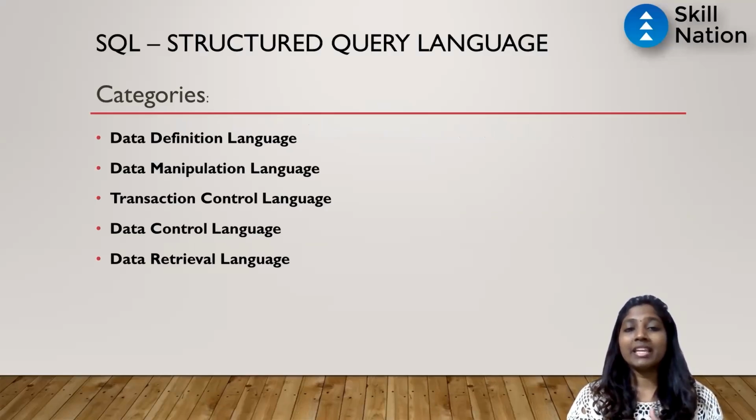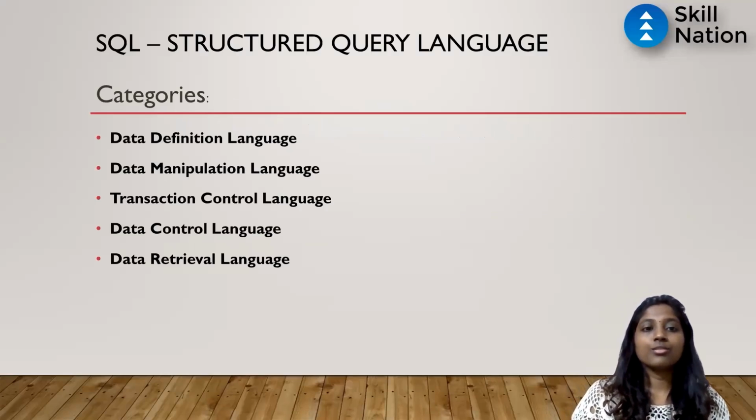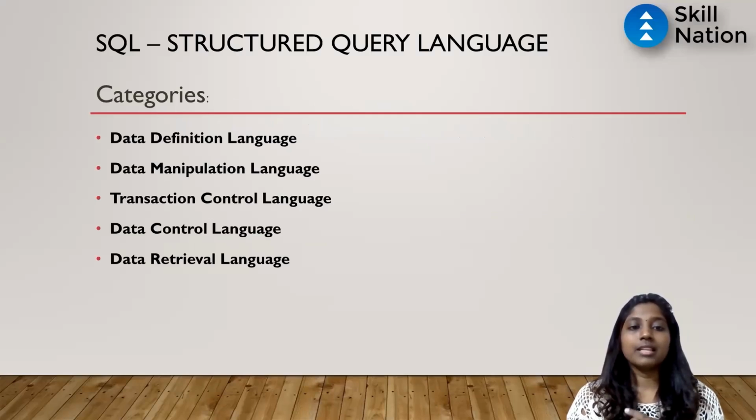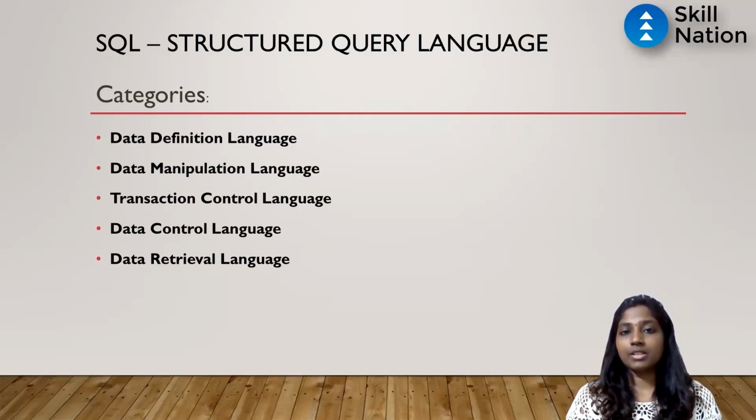There are five main categories which you need to know as part of this SQL. These are the mentioned ones: data definition, data manipulation, transaction control, and data retrieval language. So these are the main five categories. Under these, we'll be having multiple types of statements which we'll be exploring one by one.